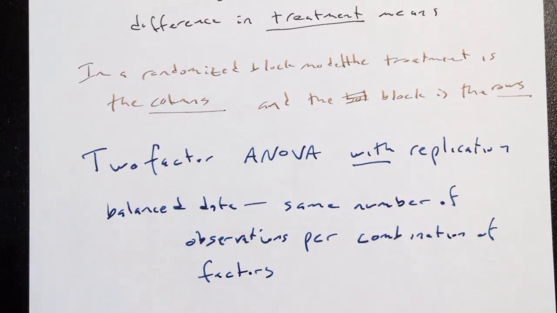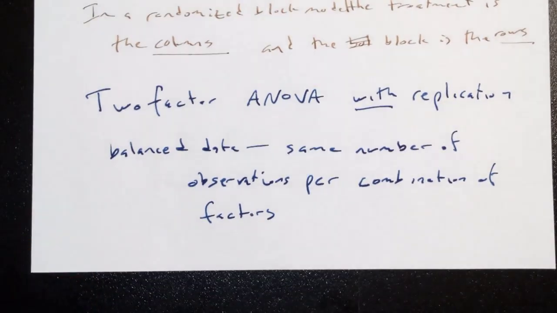You don't always have balanced data, but our process will work regardless of whether we have balanced data or not. I just think balanced data is more useful. And when we have balanced data, then I get both the main effect of each factor, but I also get an interaction effect as well.